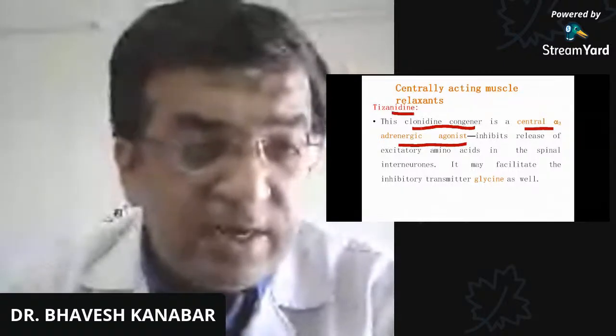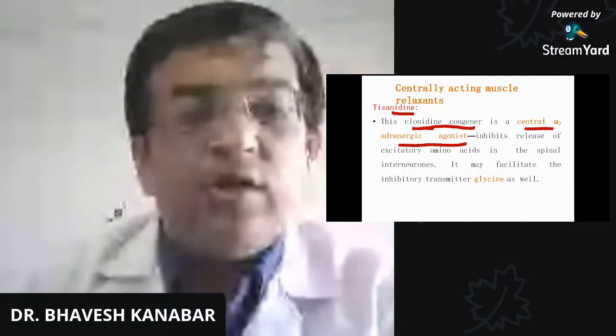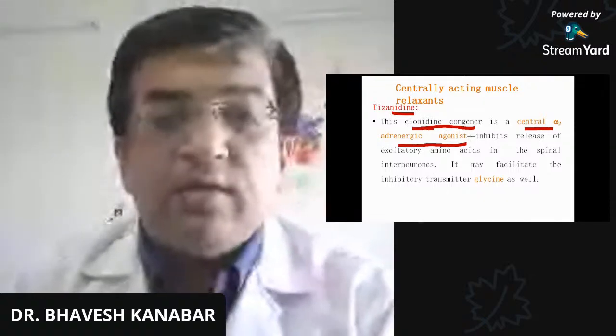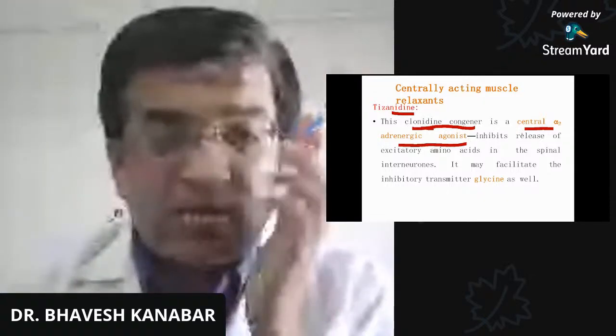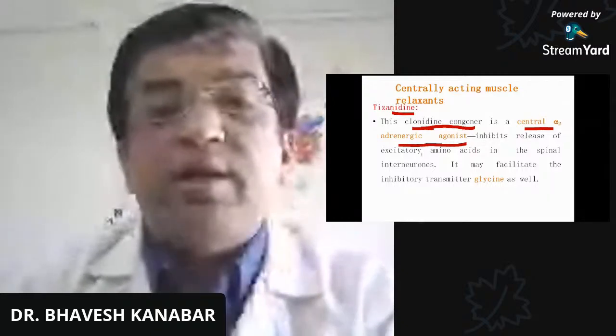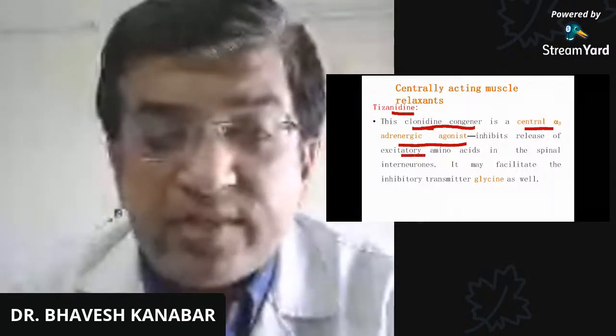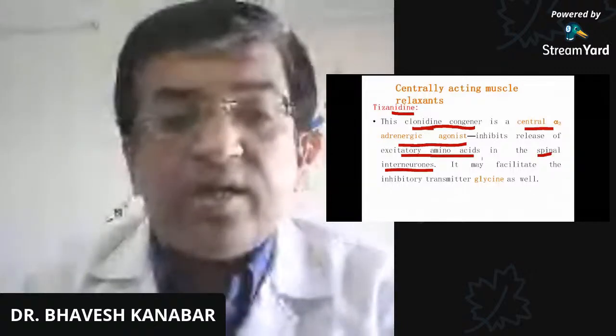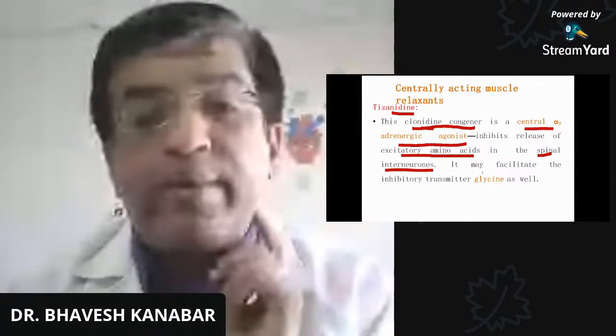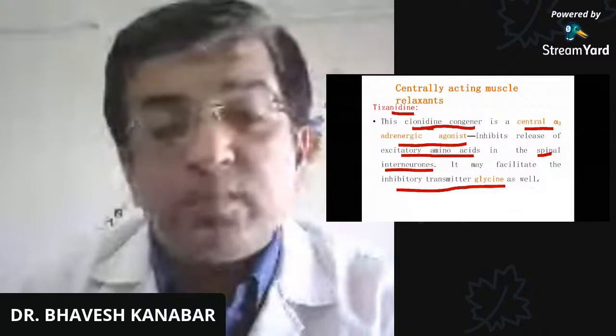So tizanidine, the name ends in nidine, and clonidine also ends in nidine. So clonidine and tizanidine are similar. This is a clonidine congener acting as a central alpha-2 receptor agonist, which inhibits the release of excitatory amino acids in spinal neurons. So it may facilitate the inhibitory neurotransmitter glycine as well.